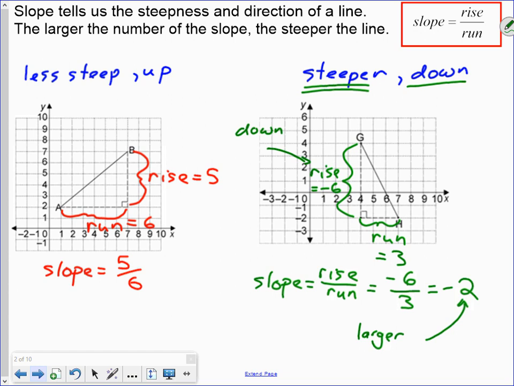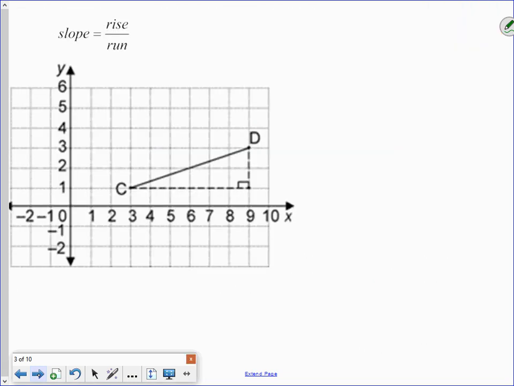So you covered all that kind of stuff in grade 9 last year, okay? Rise over run, finding the slope by counting the boxes on a graph, okay? Let's see if we can make this process a little bit more algebraic, okay? We're going to start from this formula, rise over run here, okay? And we're going to look at this third graph here. We've got a line CD.